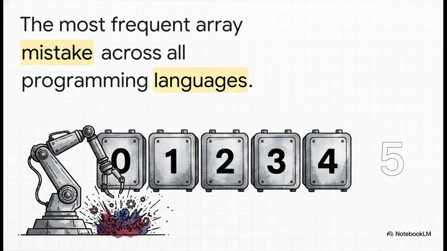Which leads us directly to the undisputed king of bugs, the off-by-one error. It is the most frequent array mistake across all programming languages. Remember how easy it is to forget zero indexing? If you have a 5-item array, its highest index is actually 4. It's so incredibly easy to accidentally try to access index 5, and boom, your entire program comes to a screeching halt.